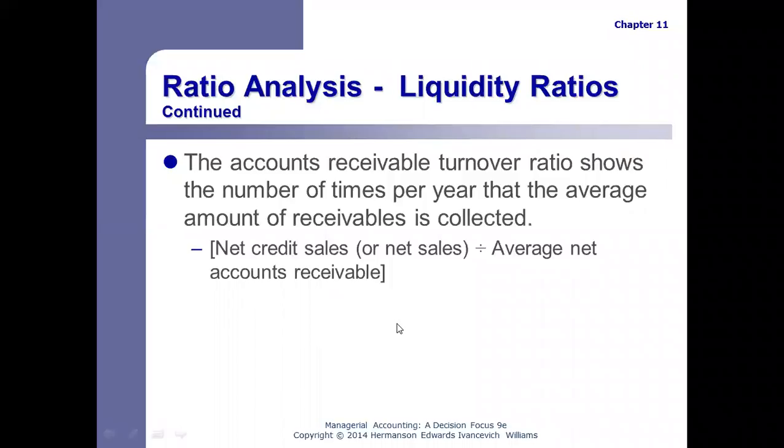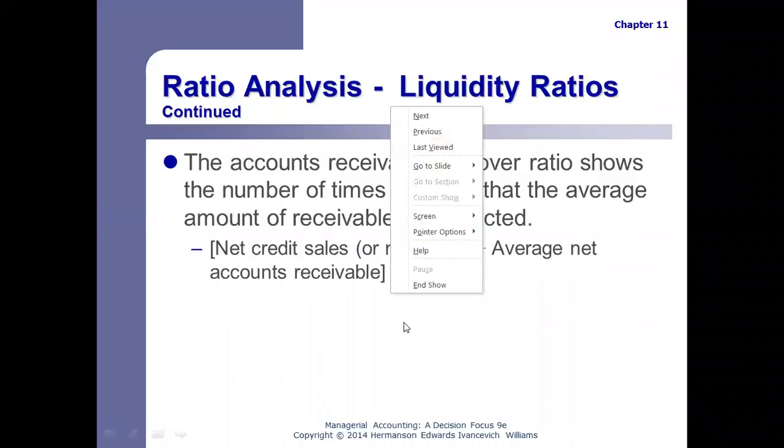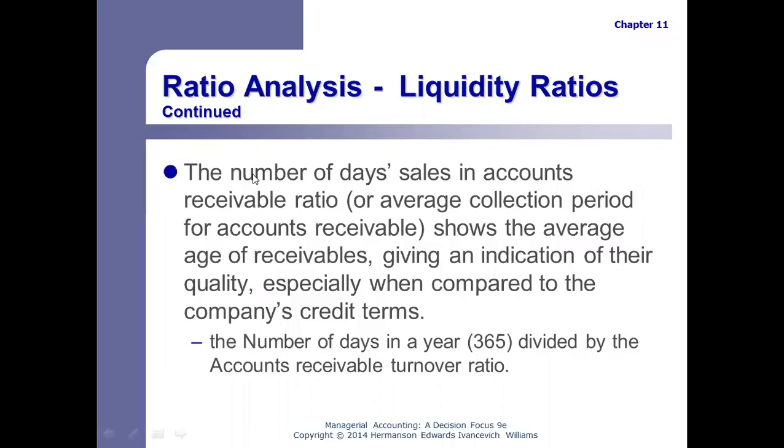A more useful variation of this accounts receivable turnover ratio is to convert that into a ratio called number of days sales in accounts receivable. Basically, that is 365, the number of days in a year, divided by that accounts receivable turnover ratio that we saw in the previous slide. What this measures is how many days it takes to collect your receivables.